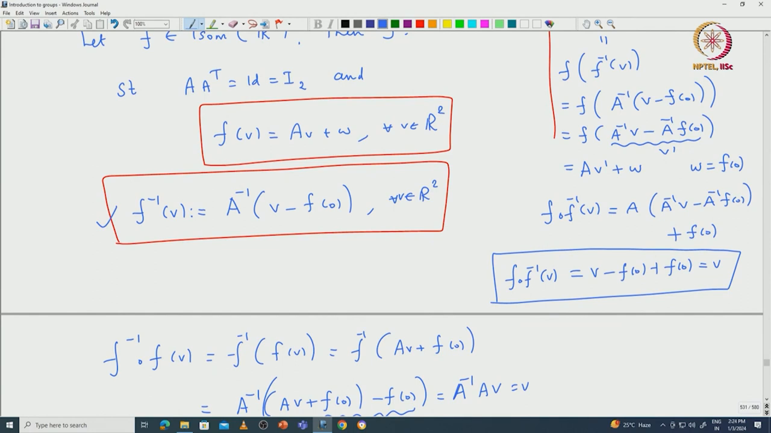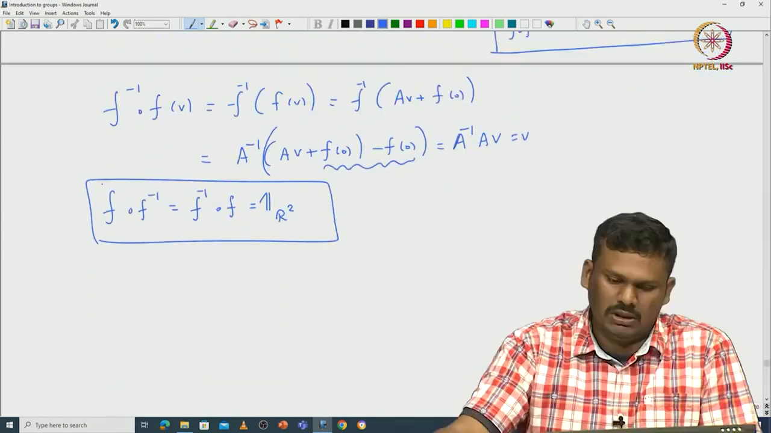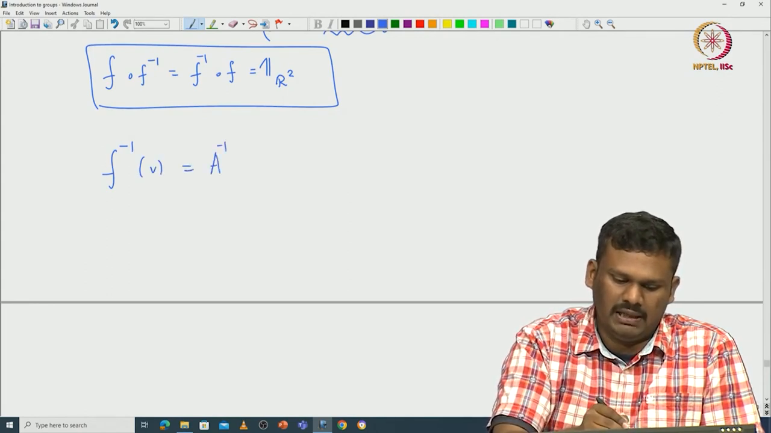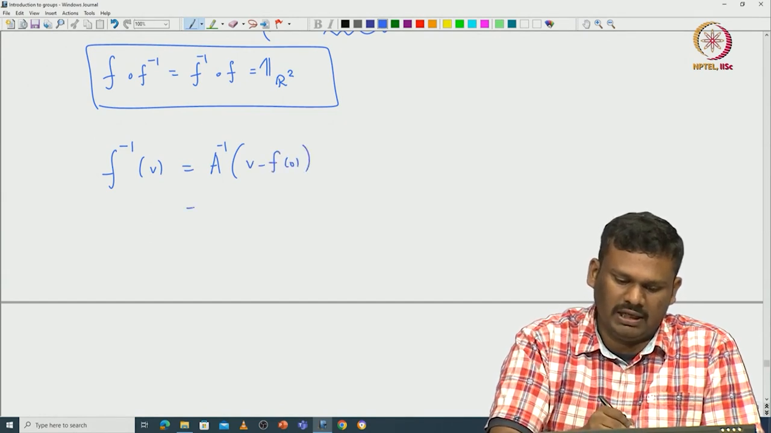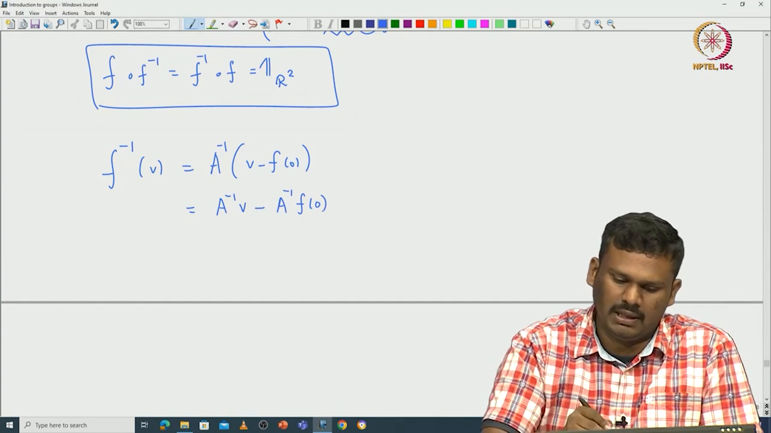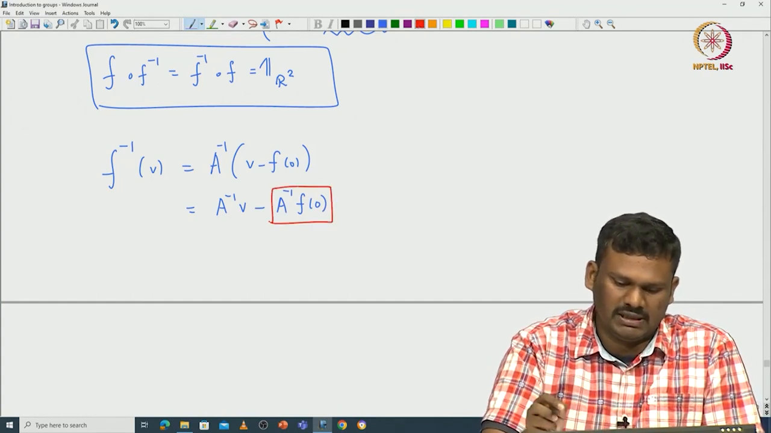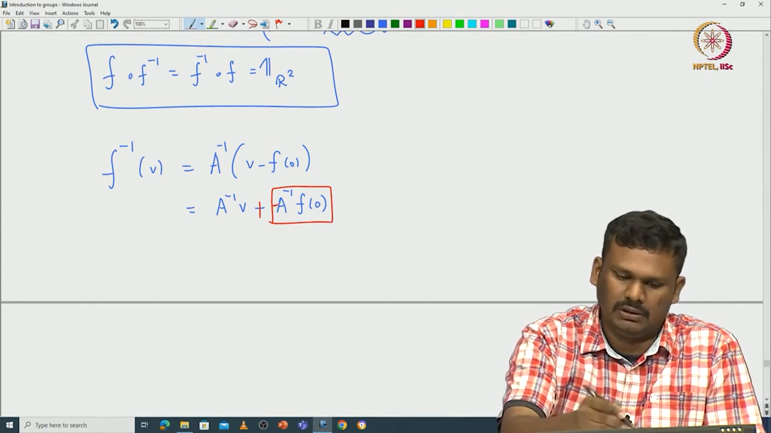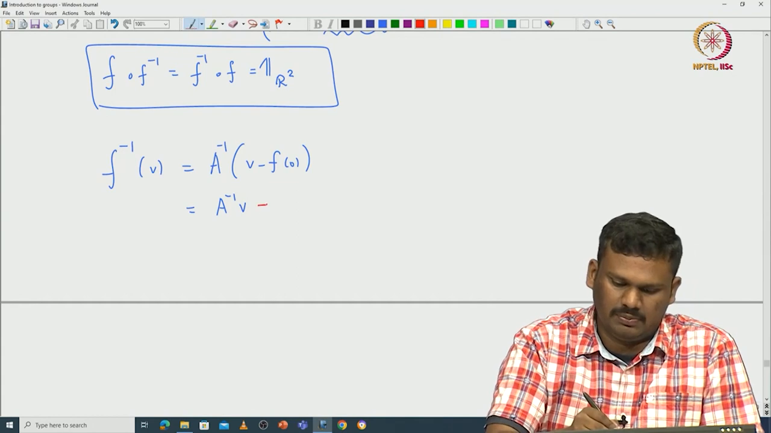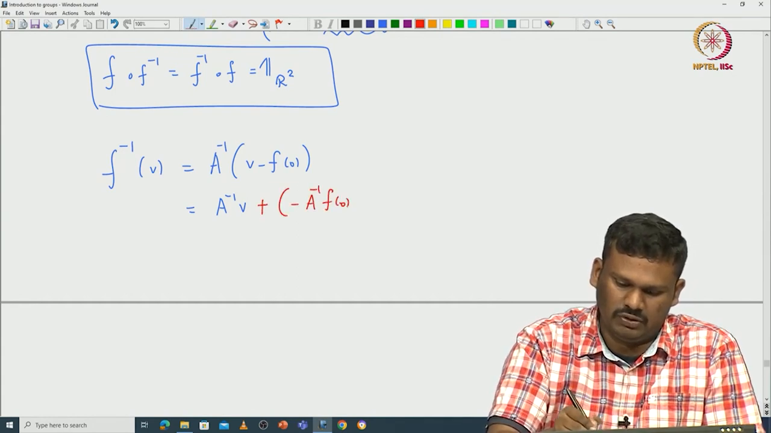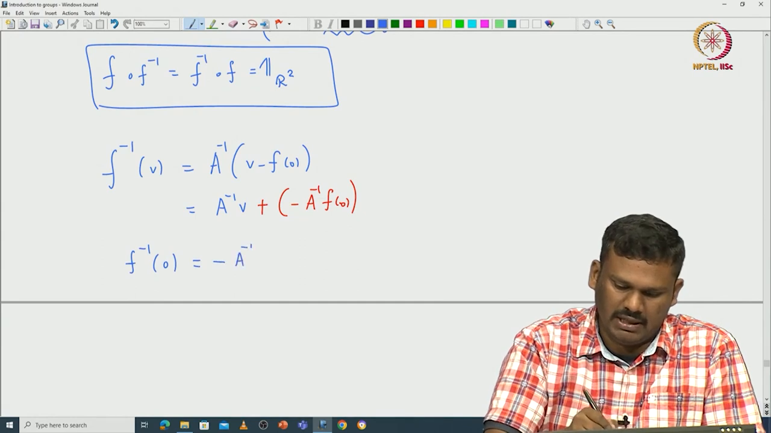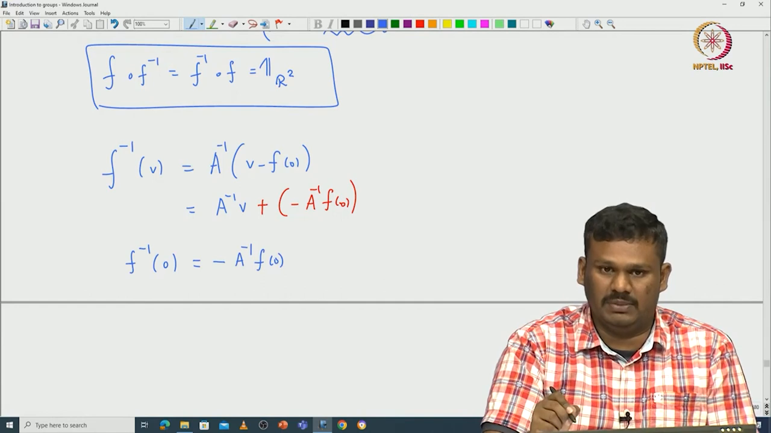But we still need to check whether F inverse is an isometry or not. So let us check that. Recall the definition of F inverse of V. F inverse of V is given by A inverse times V minus F of 0. But if you rewrite this, this is exactly A inverse of V minus A inverse of F of 0. So this is plus minus A inverse of F of 0, that is what you are getting. Then from this calculation, you can see that F inverse of 0 is nothing but minus A inverse of F of 0, as A inverse 0 will be 0.